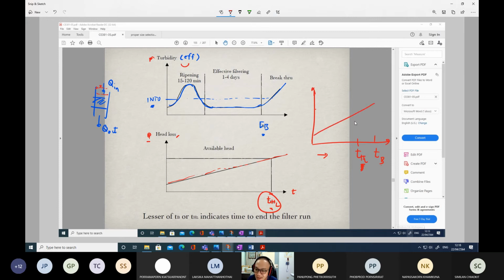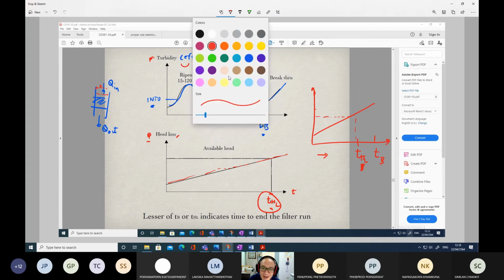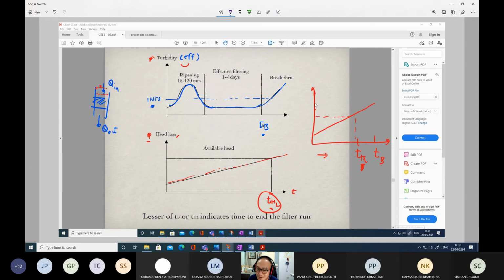So this is the head loss. This is the maximum head loss, maximum allowable head loss, and this one is the maximum level for the turbidity, and this is the head loss. So we want this one.